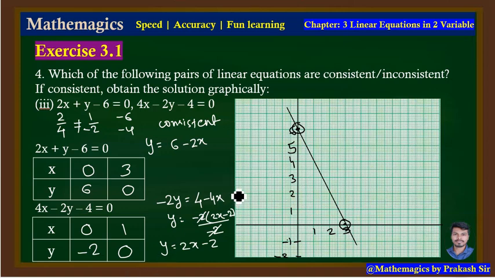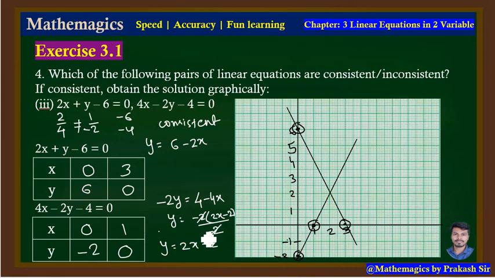Now the second equation will be plotted. The first coordinate is 0 comma minus 2. So in x this becomes 0 and y becomes minus 2. It means it is coming on the y axis. Second one, x is equal to 1 and y is equal to 0. It means it is coming on the x axis. Now we are going to join both.